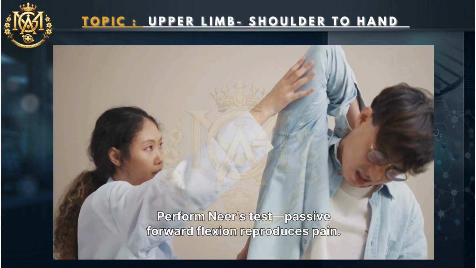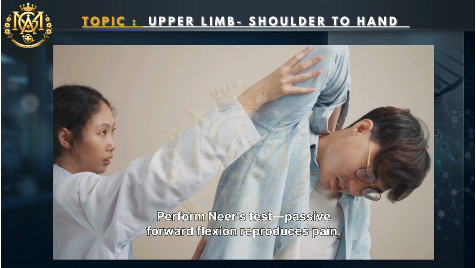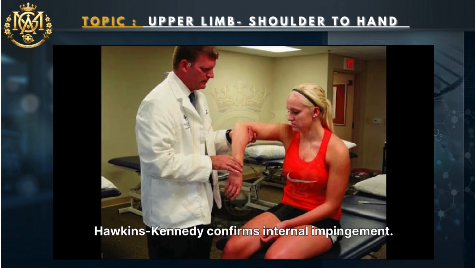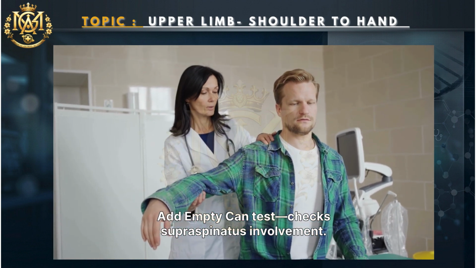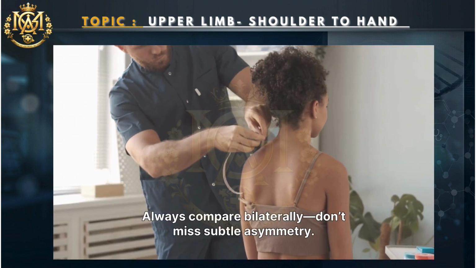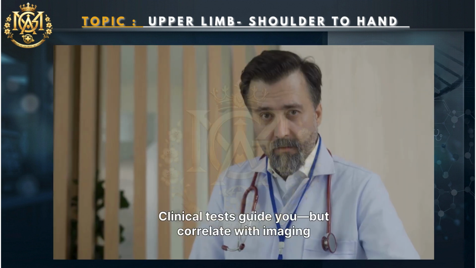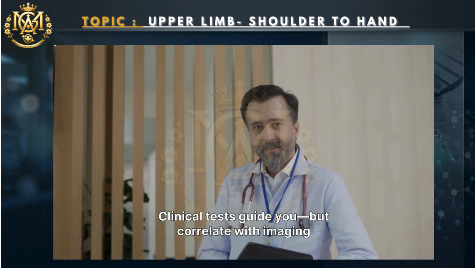Perform Neer's test. Passive forward flexion reproduces pain. Hawkins-Kennedy confirms internal impingement. Add the empty can test to check supraspinatus involvement. Always compare bilaterally. Don't miss subtle asymmetry. Clinical tests guide you, but correlate with imaging when needed.